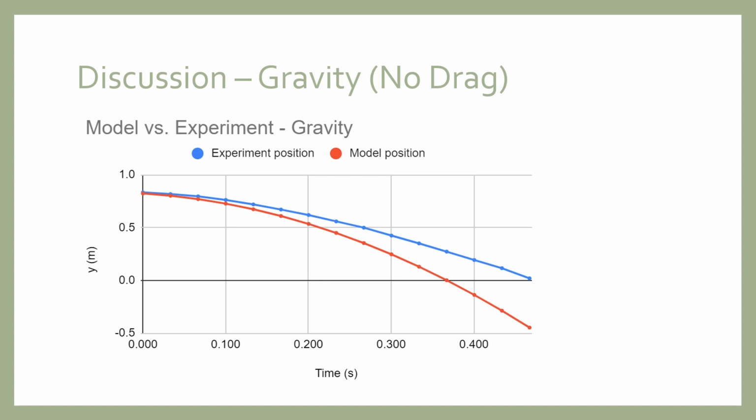The slope of the experimental line decreases and becomes flatter, indicating a decrease in velocity likely due to the opposing drag force that the model did not account for. This shows that the computer model without drag overpredicted the position as time increased and does not accurately represent the observed findings.